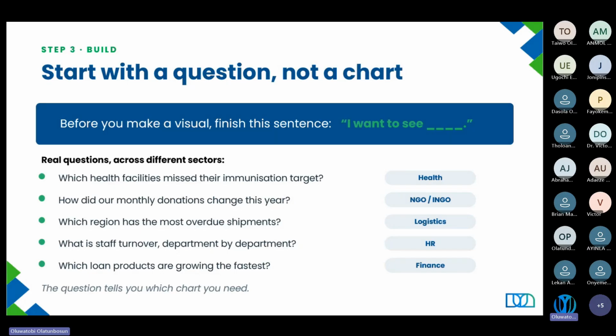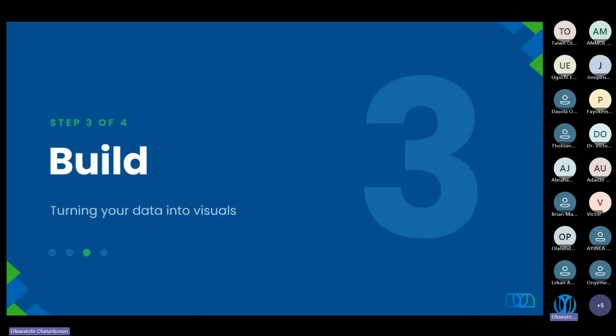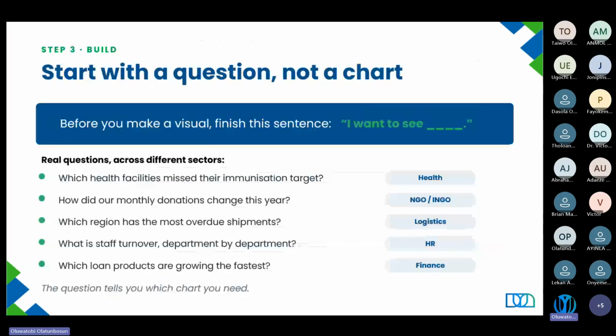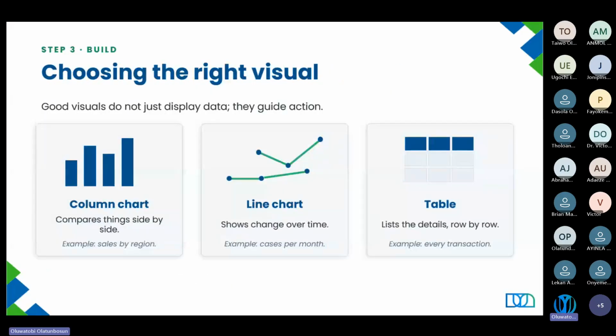For those in NGOs, you might want to look at how our monthly donations changed this year. For those in logistics, you might want to look at the region that has the most overdue shipments. When you are able to answer some of these questions, it tells you the kind of chart you need. And that takes me to the next slide, which is choosing the right visual. This is very much important.